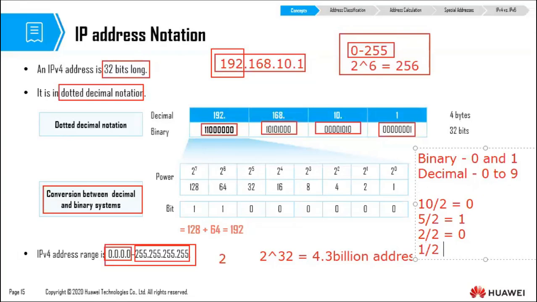So what is 1 divided by 2? It doesn't go, so 0, and what remains? 1 remains, right? That is where it stops. Are you together? That is where it stops.